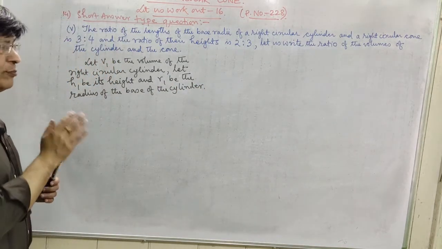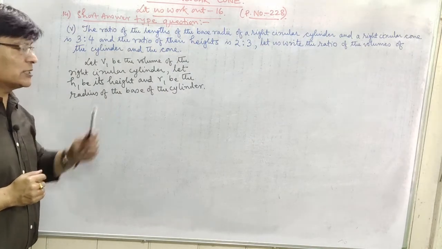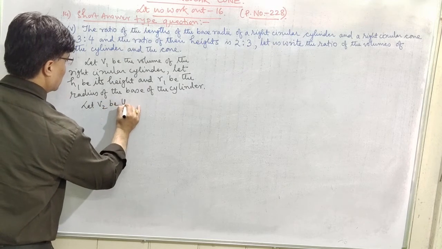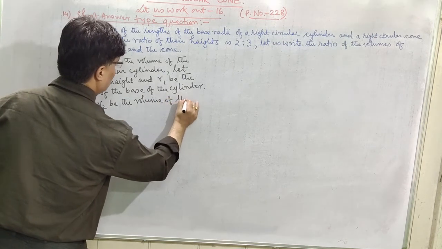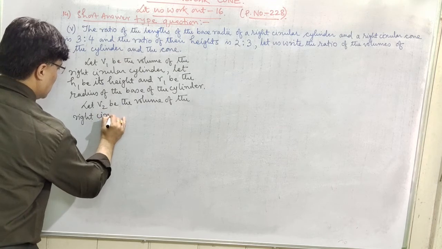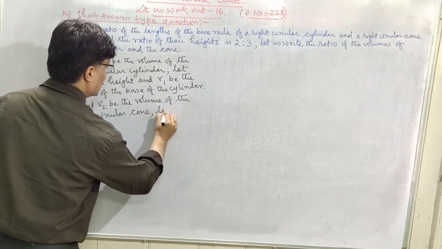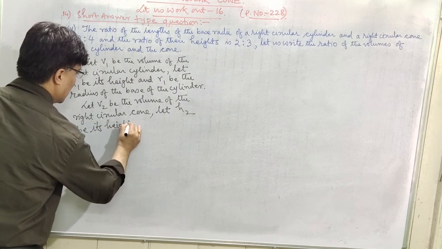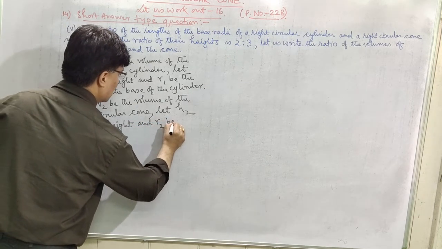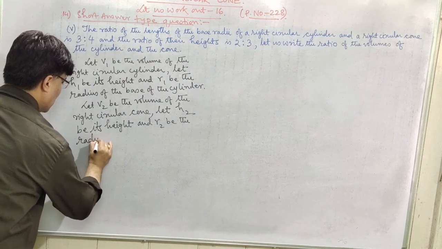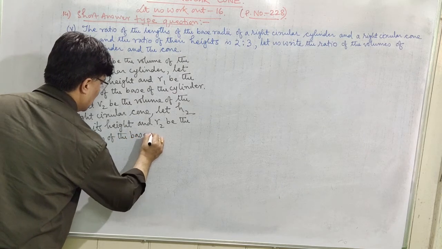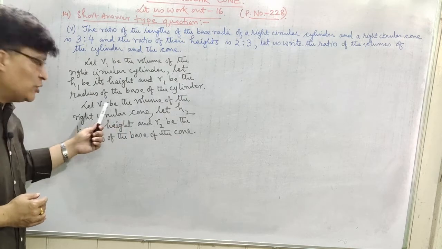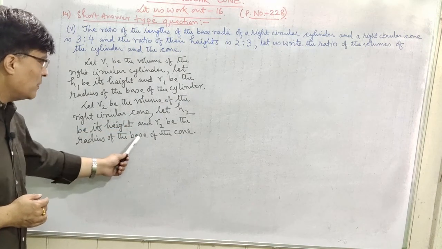So here we supposed the volume of the cylinder as V1, the height as H1, and the radius as R1. Similarly for the cone, let V2 be the volume of the right circular cone. Then let H2 be its height, and R2 be the radius of the base of the cone. So here we supposed the volume of the right circular cone as V2, the height as H2, and the radius of the base of the cone as R2.